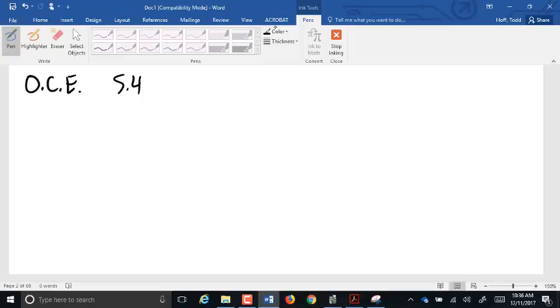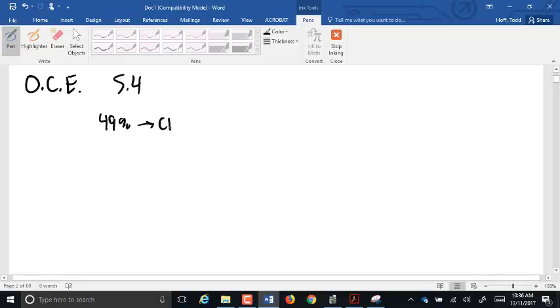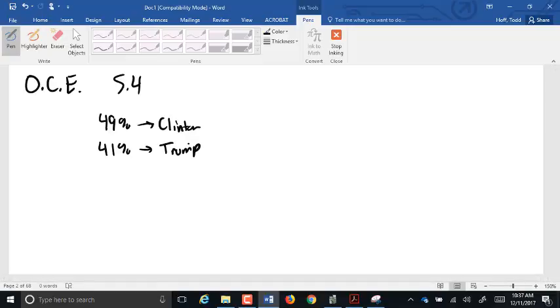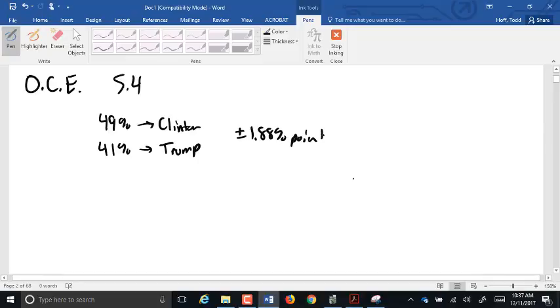Survey found that 49% supported Hillary Clinton, and 41% supported Donald Trump. The margin of error was plus or minus 1.88 percentage points, and that's at 95% confidence.